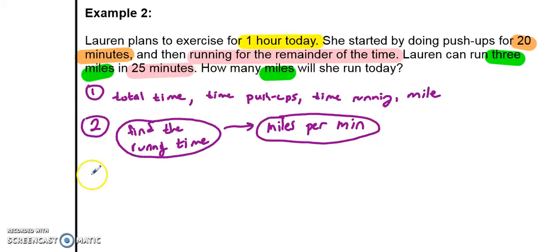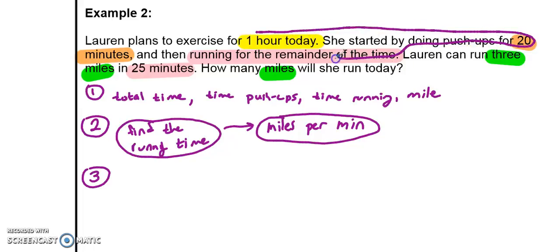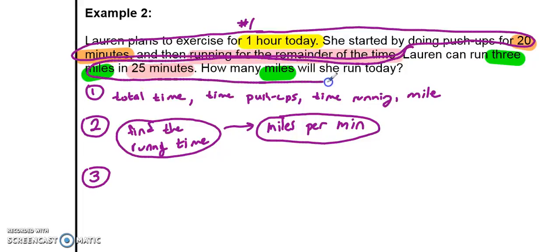All right. So in step 3, let's think about how we're going to do that. It said they ran for 1 hour with 20 minutes of push-ups, and she ran for the remainder of that time. So that'll be the first part right there, number 1. And then the second part, this is Lauren can run 3 miles in 25 minutes. How many miles did you run today? That'll be the second part, right? We write a proportion for miles and minutes. So let's dig right in.